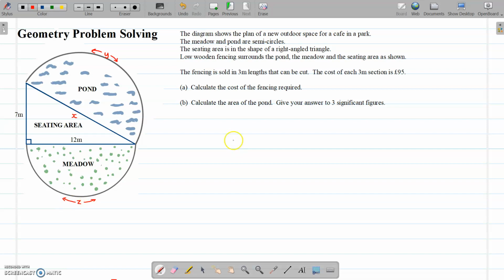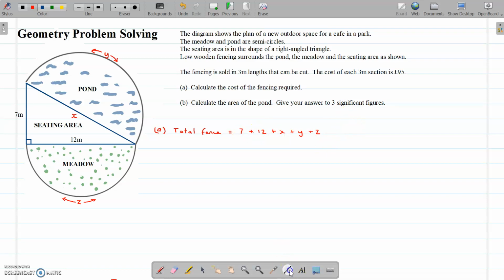And I can make a statement, and you should do this early on. So total fence, this is question A. Total fence is going to be made of 5 sections. It's going to be the 7 and the 12, the X, the Y, and the Z, all added together. And that's a statement of intention. It's showing what you are going to work out and that you understand the problem.